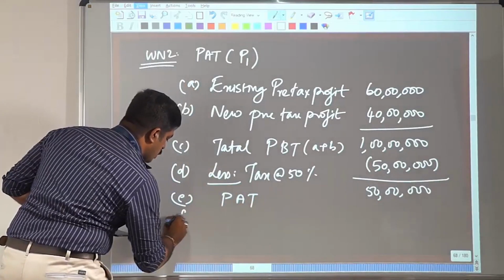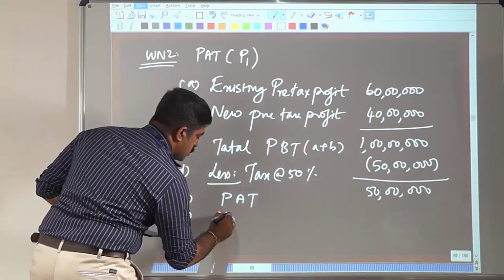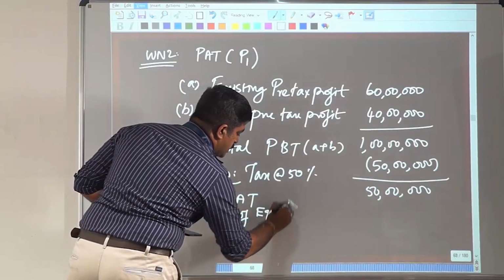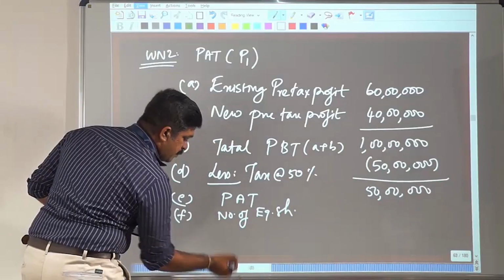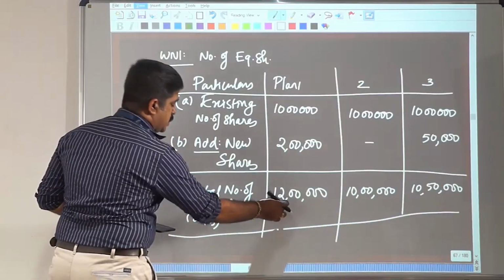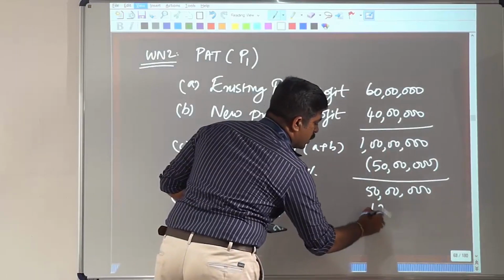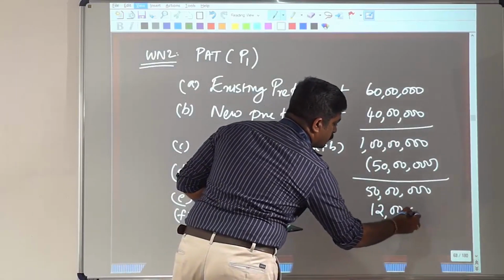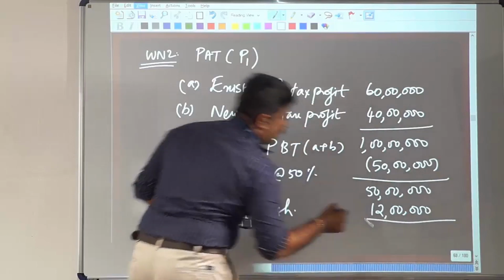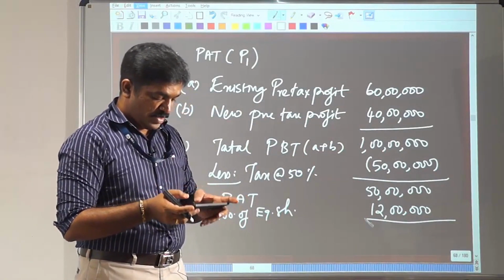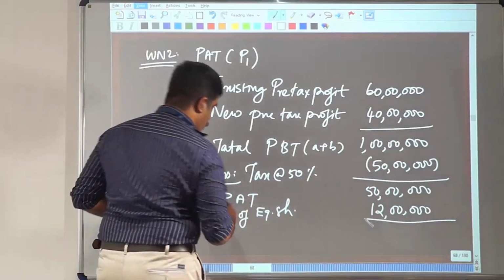Okay. So what I'll do, I'll divide by the number of equity shares. And just now we have calculated, I'll pick up how many equity shares? 12 lakhs. Okay. So let's go back. The number of equity shares are 12 lakhs. So 50 lakhs divided by 12 lakhs, and what is the EPS? If I calculate, it works out to 4.17.